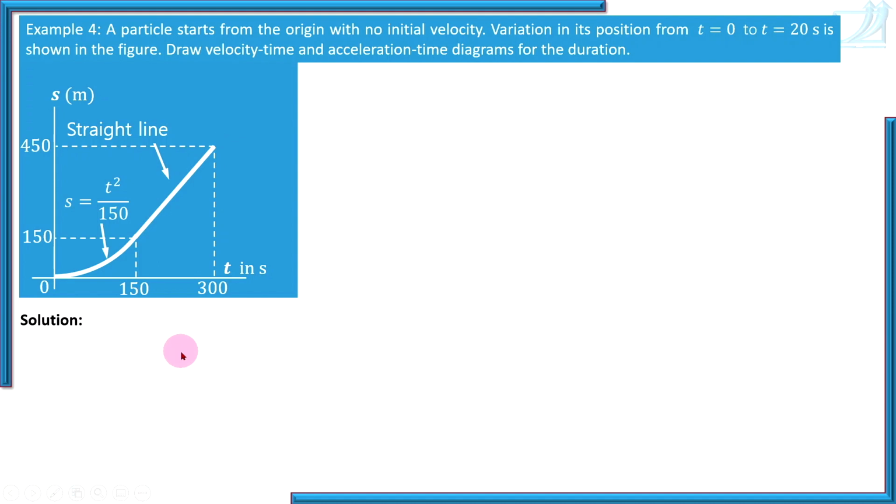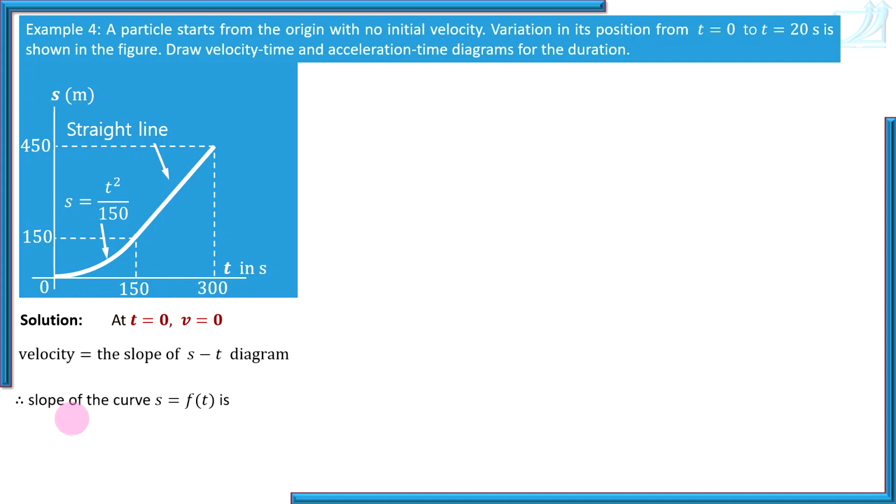So let's start solving. First, let's draw the Vt diagram. At t equal to 0, V0 is given. Now let's continue with the Vt diagram. Tell me how velocity is related to the St diagram. Velocity is the slope of the St diagram. So the slope of the curve S as a function of t is ds by dt, and ds by dt is nothing but velocity.